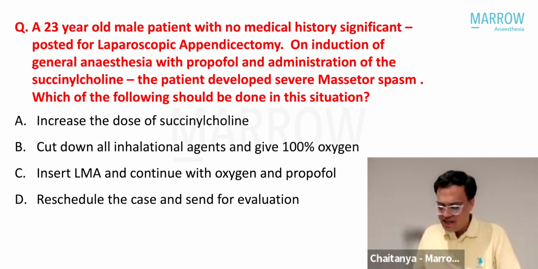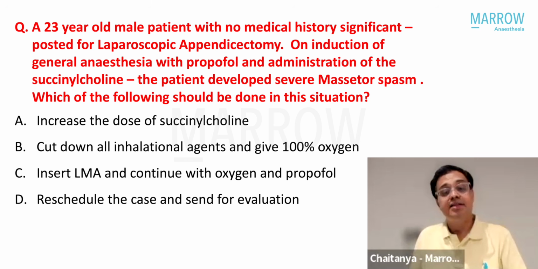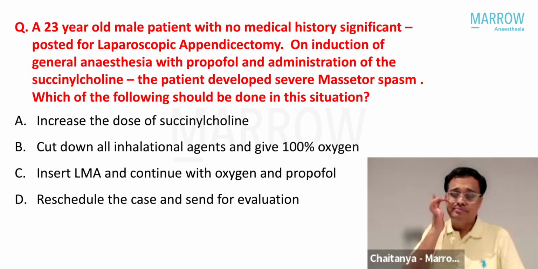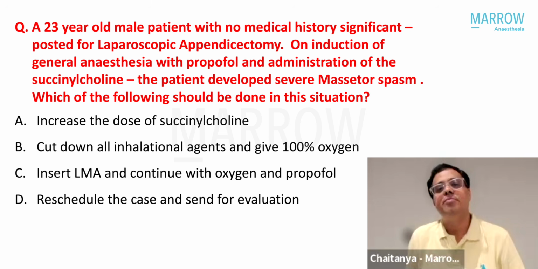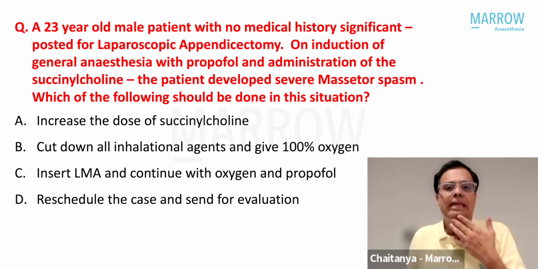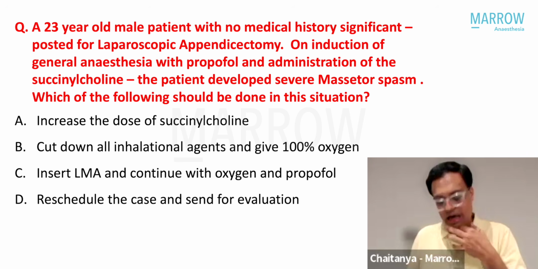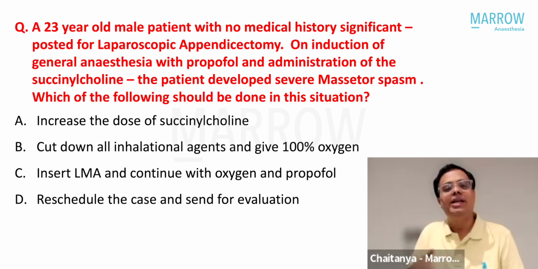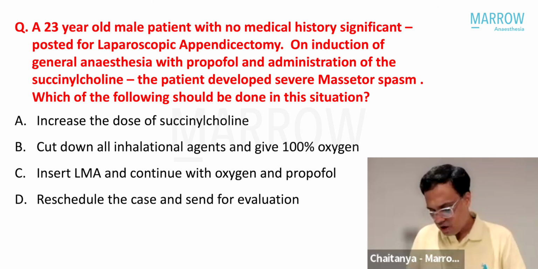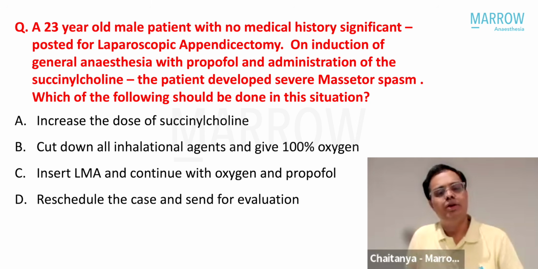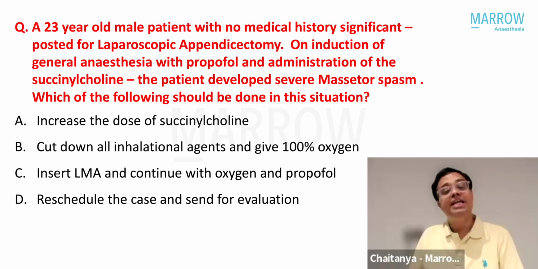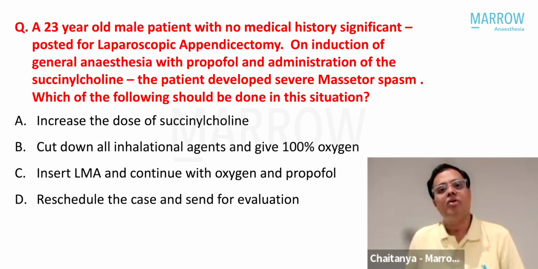The previous edition mentioned giving an increased dose of succinylcholine unless there is a rise in body temperature. But the recent 10th edition of Miller's Anesthesia textbook nowhere mentions giving or increasing the dose. Assume that on induction with propofol and succinylcholine, I have used the proper dose of succinylcholine. So you have to cut down, and if it is progressing, you need to monitor this patient. Cutting down all inhalational agents and giving 100% oxygen is the safest option out of all the given options.